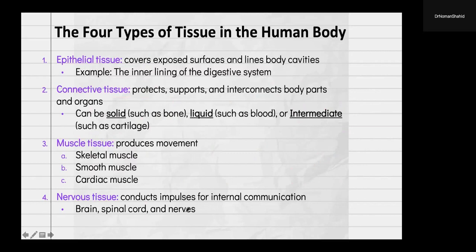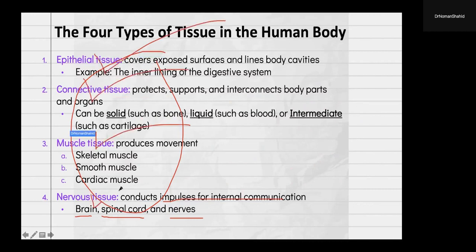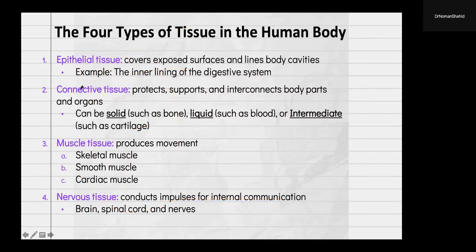And nervous tissue conducts impulses for internal communication, and it consists of brain, spinal cord, and nerves. So now you know four types of tissues. Repeat with me: epithelial tissue, connective tissue, muscle tissue, and nervous tissue. Epithelial tissue is found in the inner linings, and connective tissue connects the body parts, such as bone, blood, cartilage, basement membrane. It can be solid, liquid, or intermediate in nature. Then we have muscle tissue: skeletal, smooth, and cardiac. Then we have nervous tissue: brain, spinal cord, and nerves.